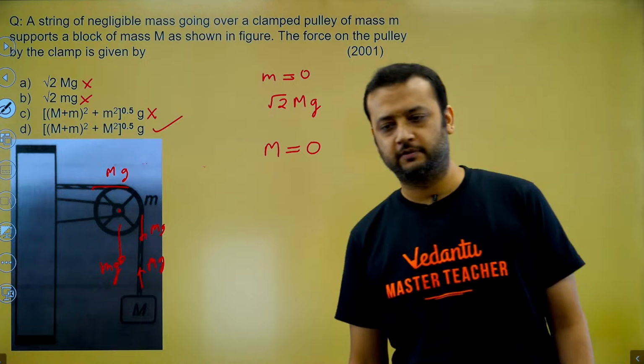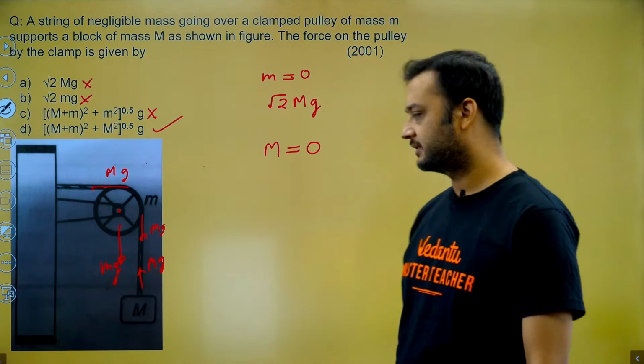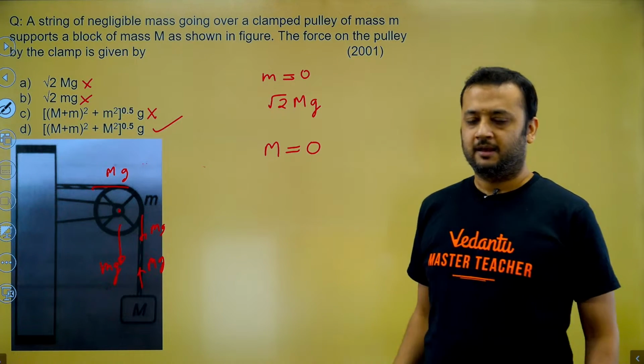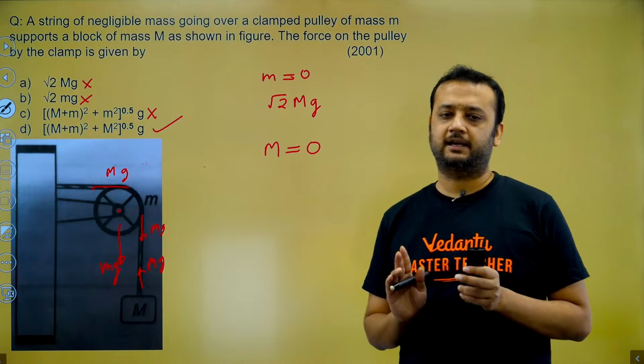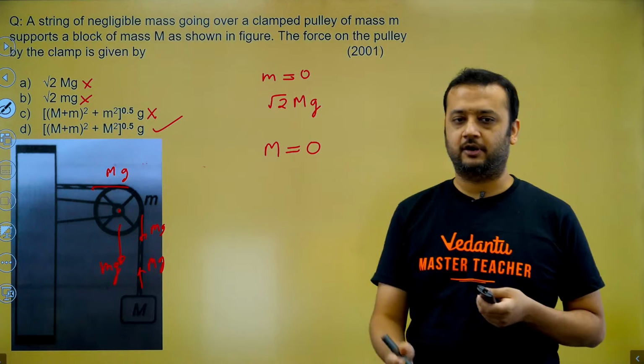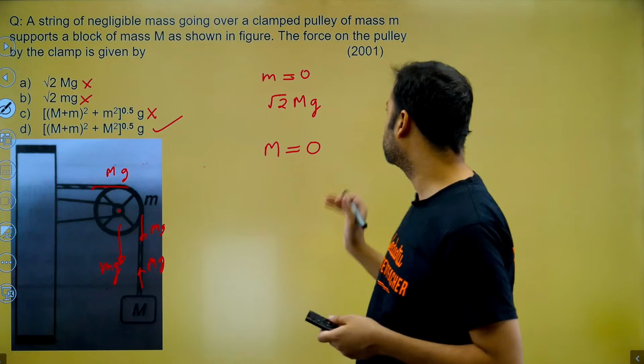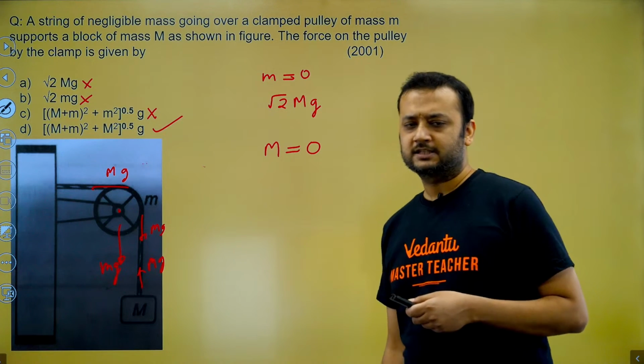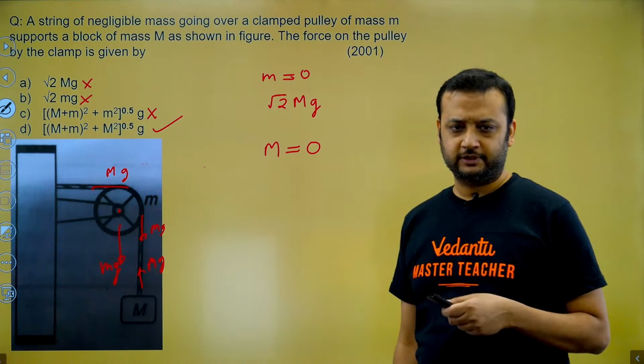I hope you have understood. Although you can do this question very fast by the normal method as well, I have just told you a simple technique. I checked small m equals 0 and I checked capital M equals 0 and I found my answer. This is a JEE Advanced question from 2001. Let's move to the next question, guys.